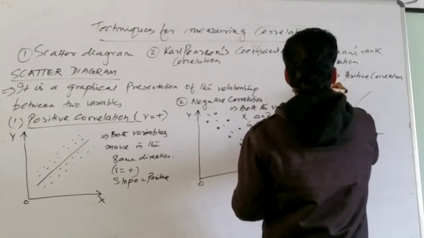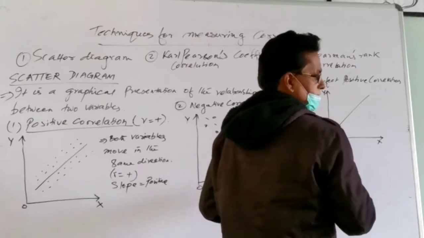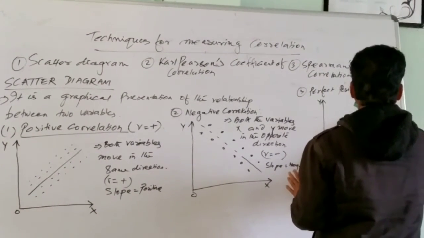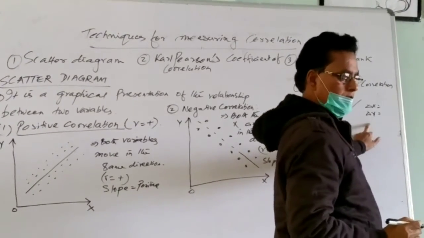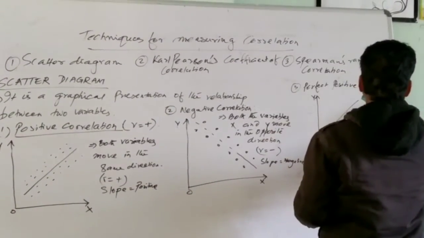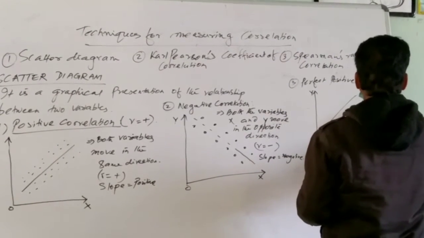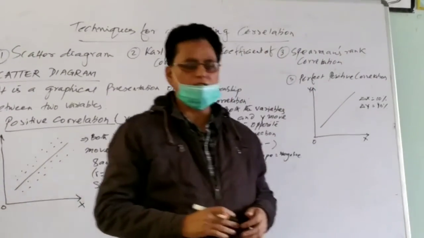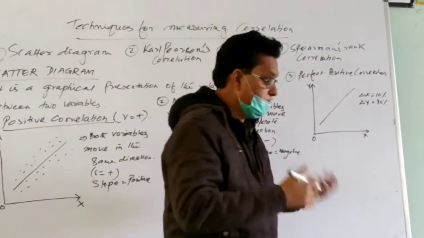So this is y and this is x. Change in x and change in y. Suppose x changes by 10% and y also changes by only 10%. Are you understanding? The change in x and y is exactly equal. It is equal change, proportionate change.